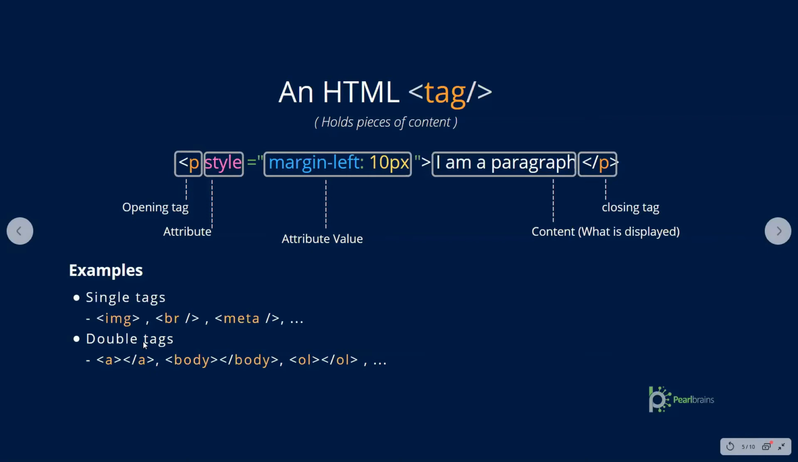And double tags are those tags, for example, the body tag, which is going to have other tags inside it. So it will need an opening and then closing tag. And then tags like the anchor tag, the A that you see here, also will need a closing tag because it has the content inside the tag.